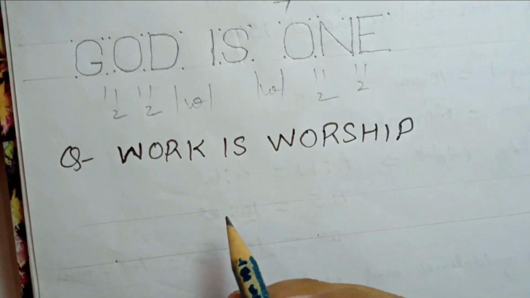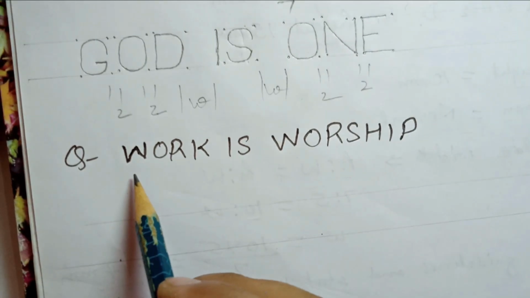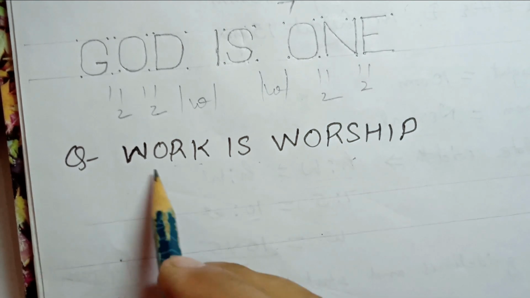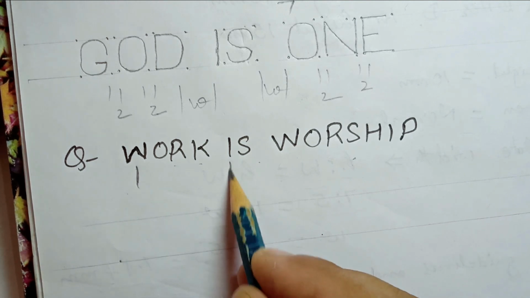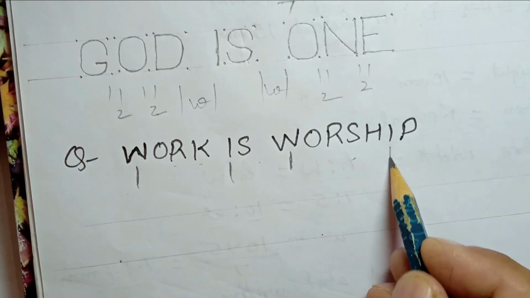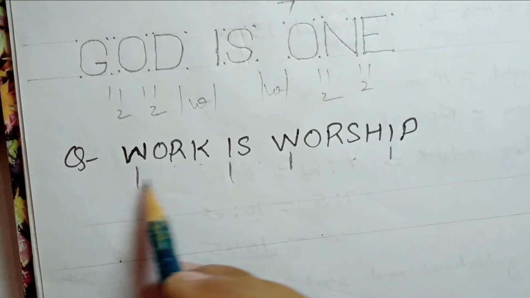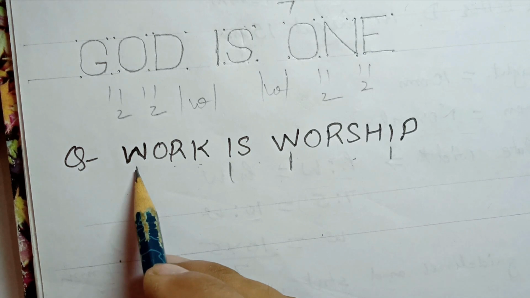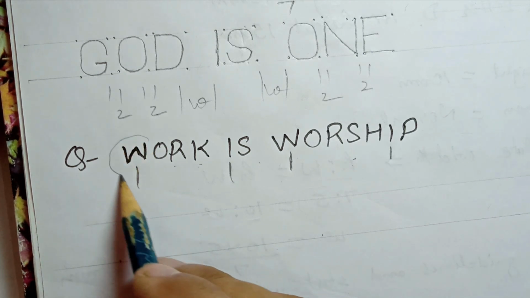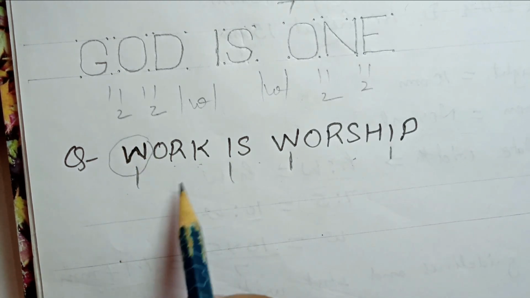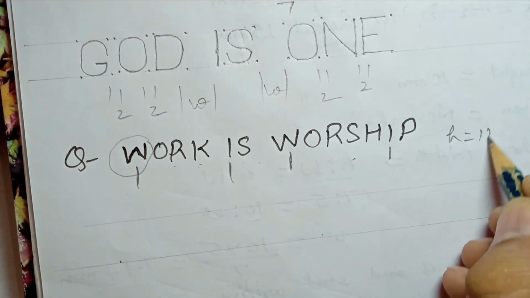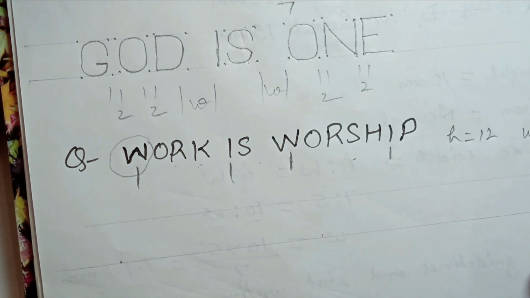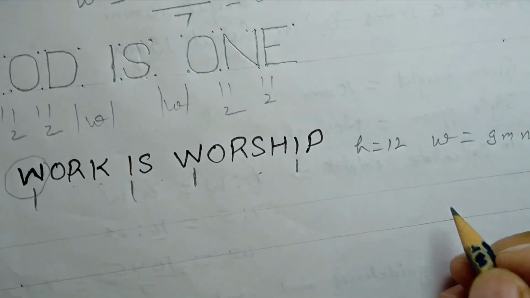Now I'll take one more example in which there are a few exceptional letters. Like we have to write "work is worship". Now we have to write the sentence. Here W is the exceptional letter, I is the exceptional letter, W is the exceptional letter, then the same I. So when we have to write these exceptional letters in a word or in a sentence, we have to calculate a separate width for these. Means in this question the given height is, again I'm taking 12 mm, and the calculated width as per the previous question we have calculated 9 mm, right?